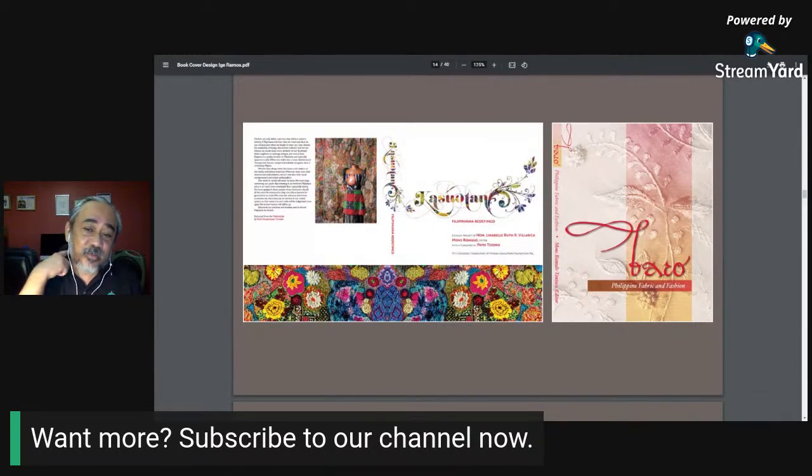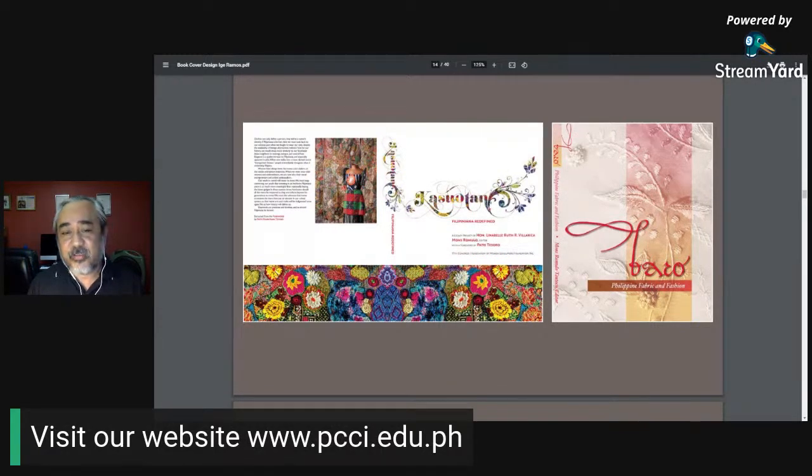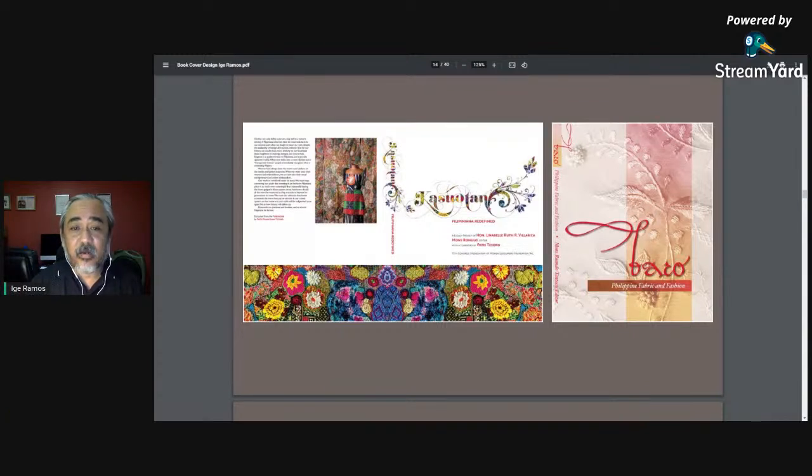So there are so many things you can do with book design, not just putting straight text in the book, but imagining how the book would look, so that when you look at the book cover, you already know or feel what it's all about. You're imagining how it will read, whether there will be photographs and how the text would read, no? Okay, next.